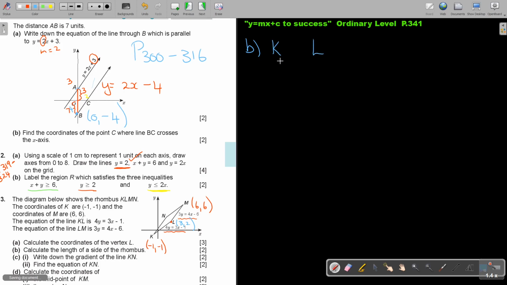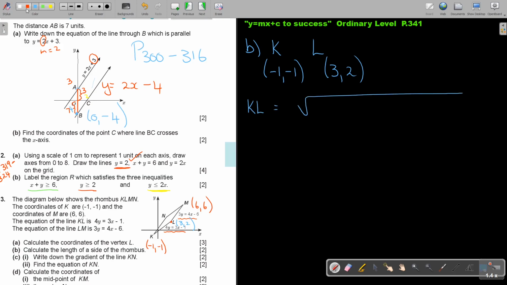Now what was K? K was negative 1 and negative 1. And what is my L? It's 3 and 2. And can you recall that distance that I showed you? So KL, it's Pythagoras Theorem. Now, please go carefully so that you don't make unnecessary mistakes. I call this point 1. I call this point 2.